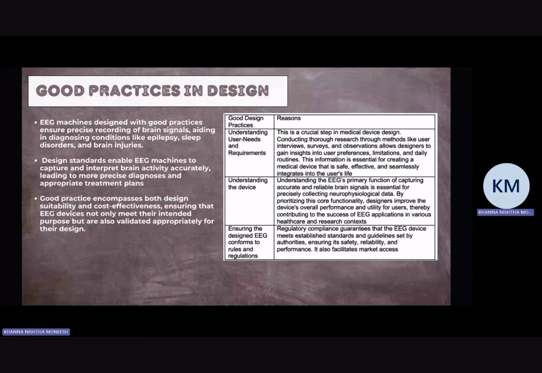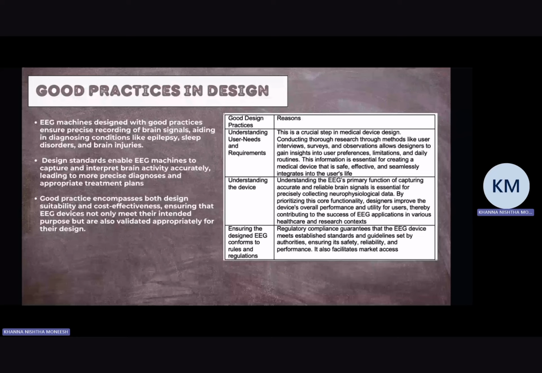Now we will move on to good practices in design. EEG machines designed with good practices ensure precise recording of brain signals, aiding in diagnosing conditions like epilepsy, sleep disorders, and brain injuries. Here are some examples of good design practices.